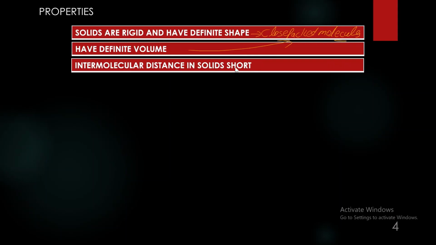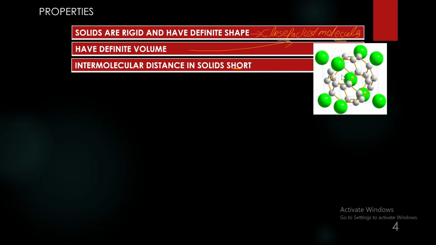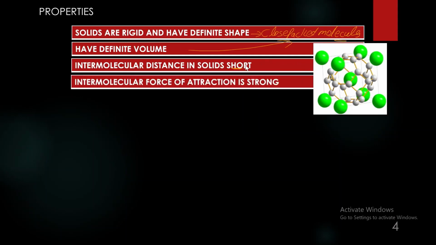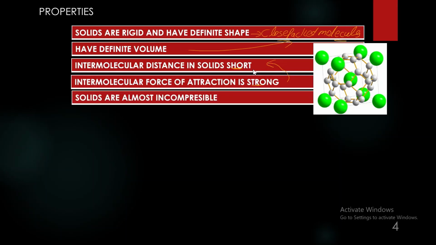Intermolecular distance in solids is short. Why? Because the molecules are closely packed, as you can see here in the diagram. Next property is that the intermolecular force of attraction is strong, because of the shortest distance between the molecules in solids. Solids are almost incompressible, as I told you, because the molecules are closely packed.